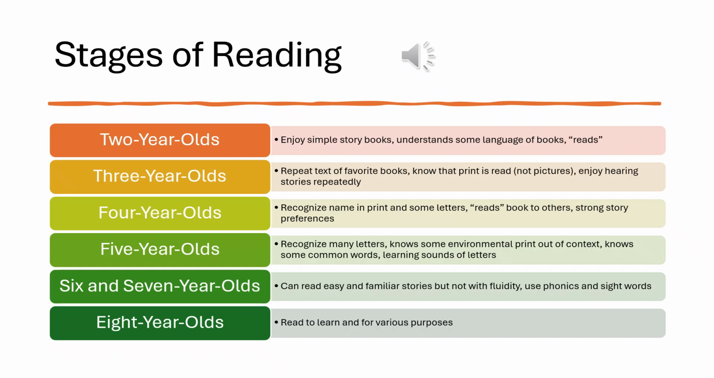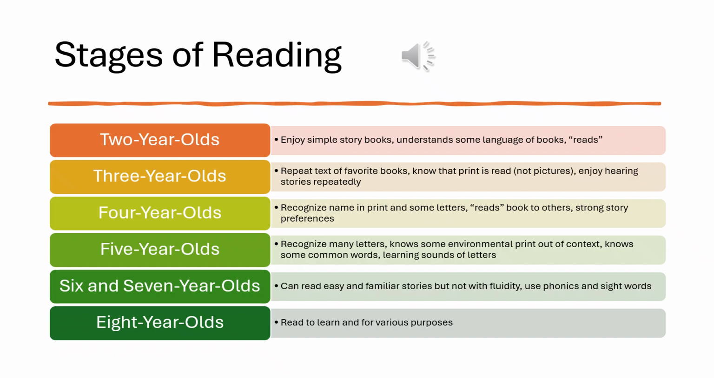So this slide shows you what children can typically do at various ages related to reading. You can see that as early as 2, children can understand and enjoy simple storybooks, particularly those with lots of pictures. They may even hold a book and pretend to read. Once children are 3, they're able to repeat the text. They know that even if there are pictures, that's not entirely how a story gets told, that stories and books are both related to pictures and the words that are written.